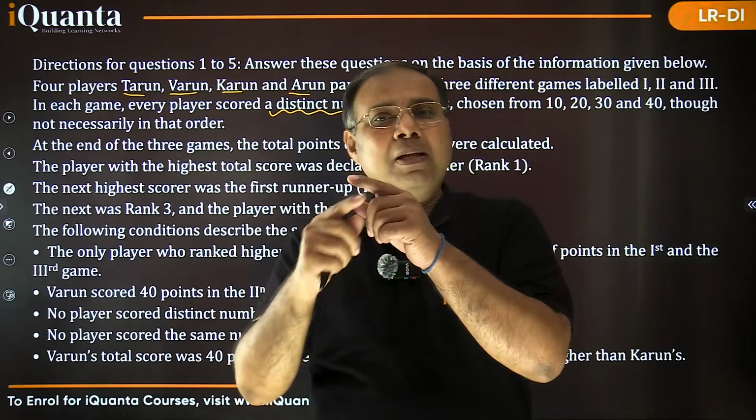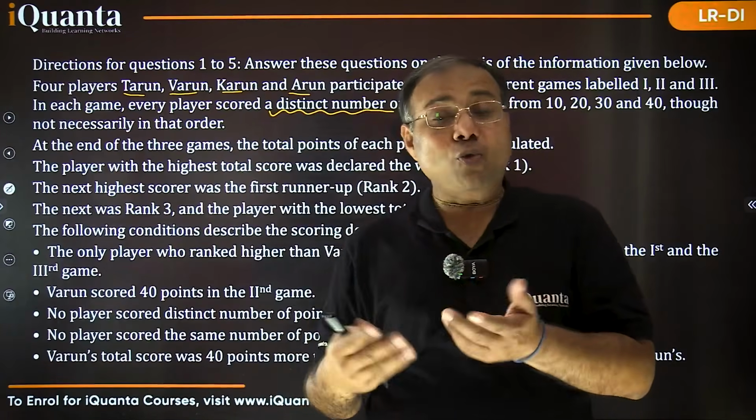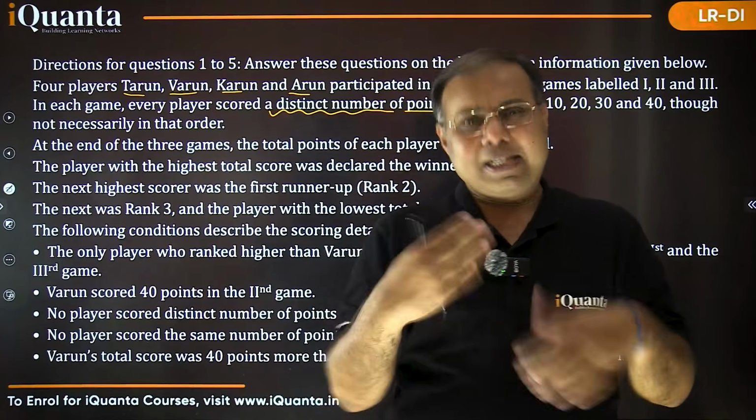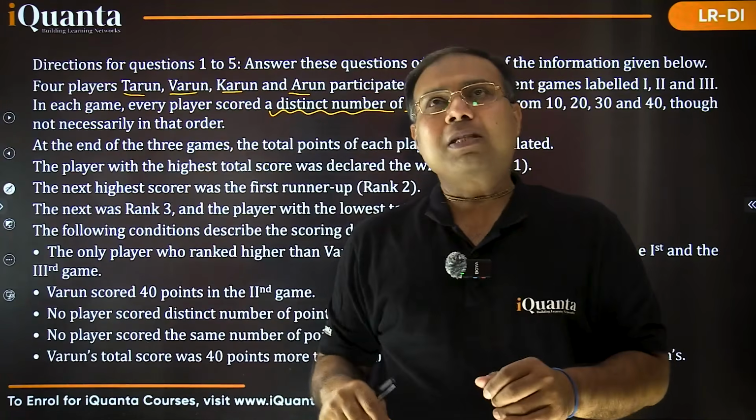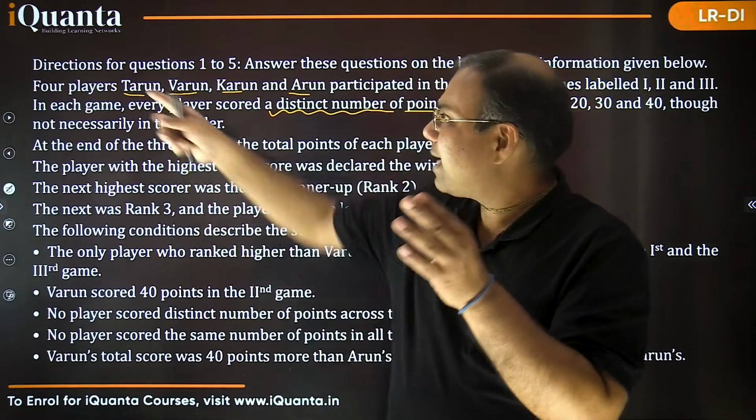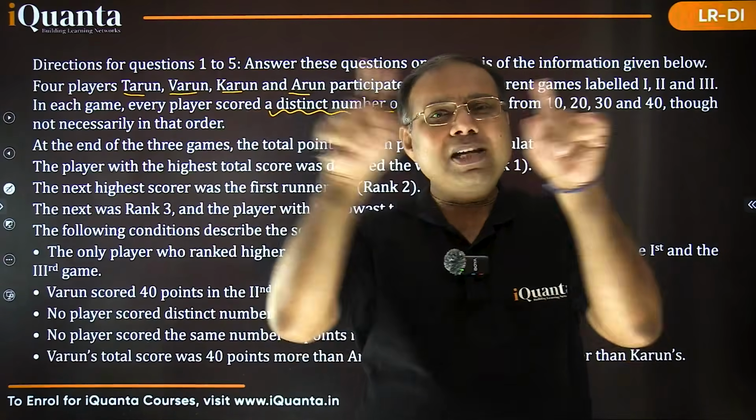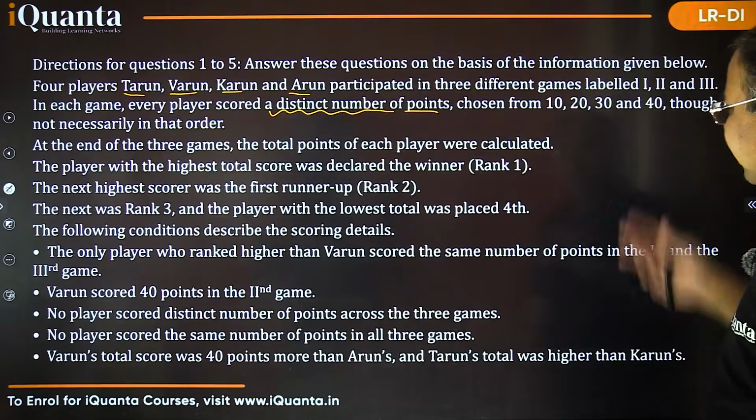That is true for each of the 3 games. So in game 1, all 4 players have got different scores, 10, 20, 30, 40 in whatever order. Same in game 2 and game 3 also. So basically we can have game 1, game 2, game 3 and T, V, K, A, their initials. So it's a 3 by 4 table, right? Let's do that.